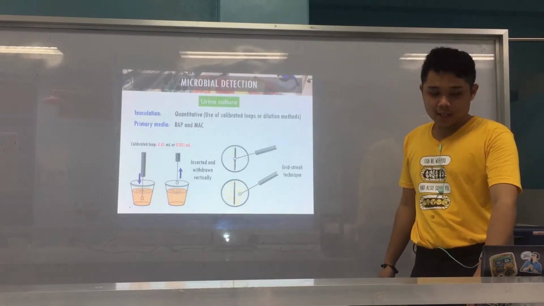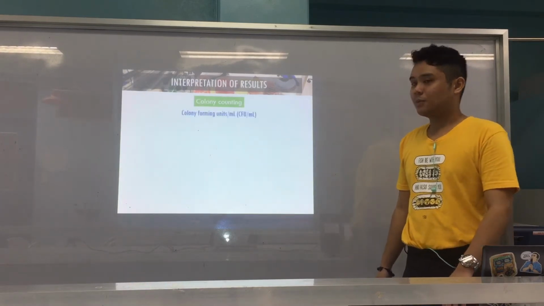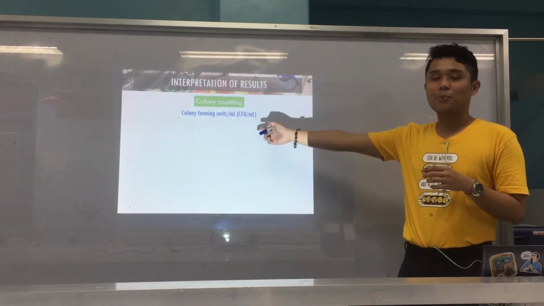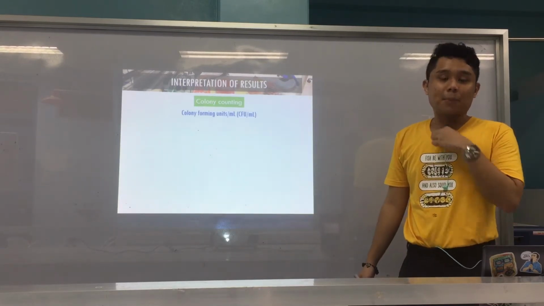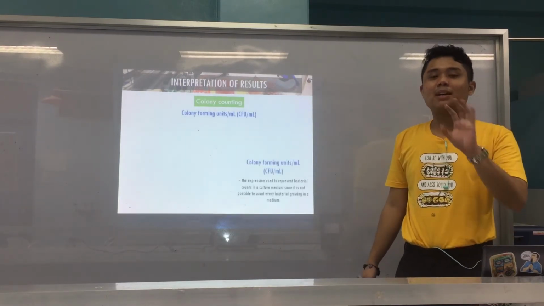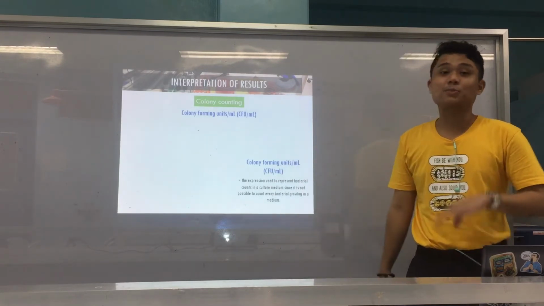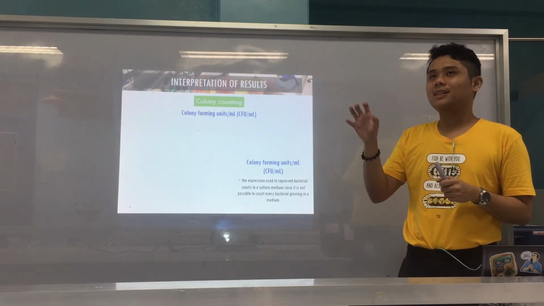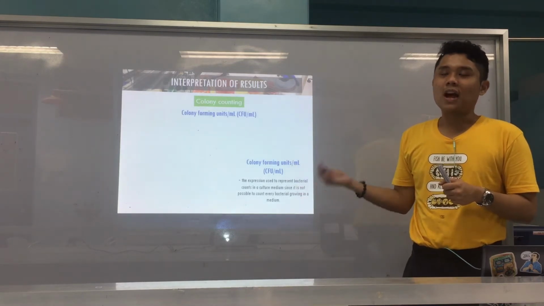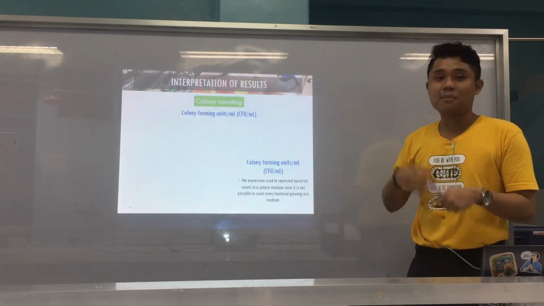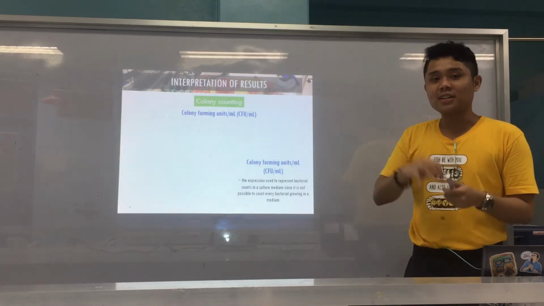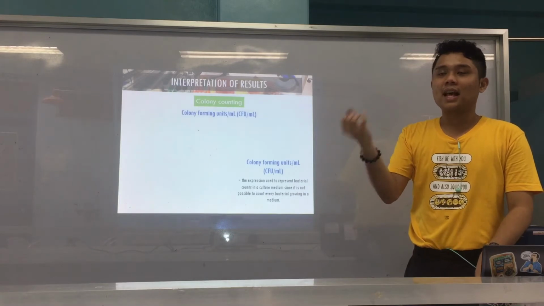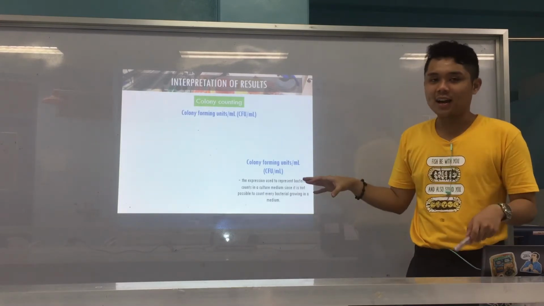Now, how do we solve for colony counting? We use the term CFU per ml, or colony forming units per ml. What is a CFU per ml? Colony forming units is only an expression; it is the number of colonies that we can count. But since we cannot count every bacterial cell, we express it as colony forming units. Therefore, one colony forming unit is equivalent to a number of bacteria.